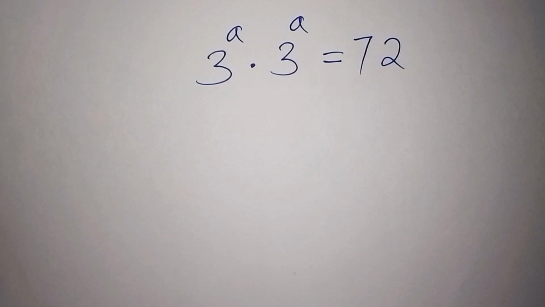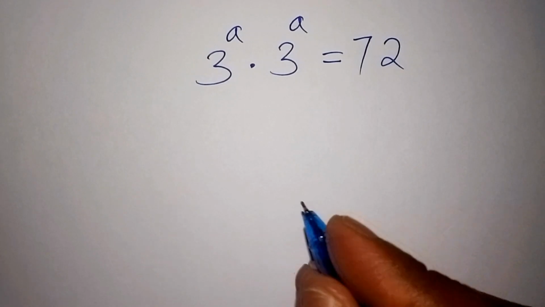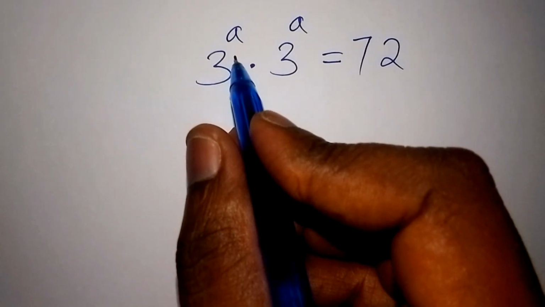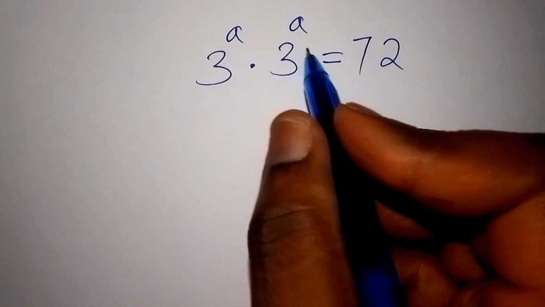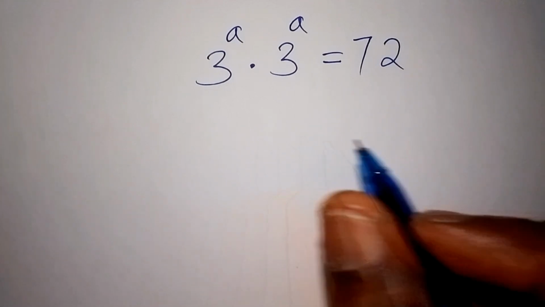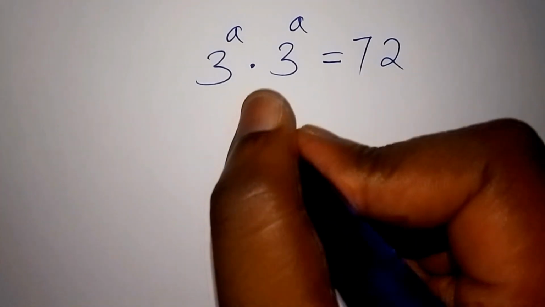Hello, here is a maths challenge for you. How well do you understand this maths Olympiad question? Worry not. We have 3 to the power of a multiplied by 3 to the power of a equals 72. I want us to solve this maths challenge within the shortest time possible. So let's now start with the solution.